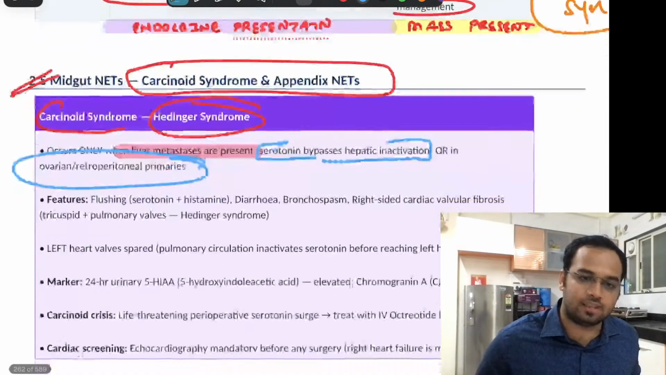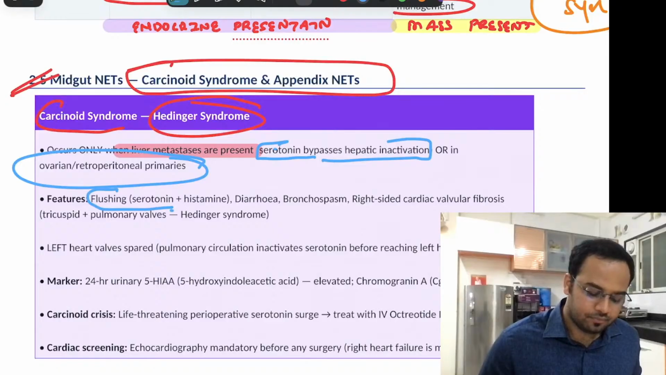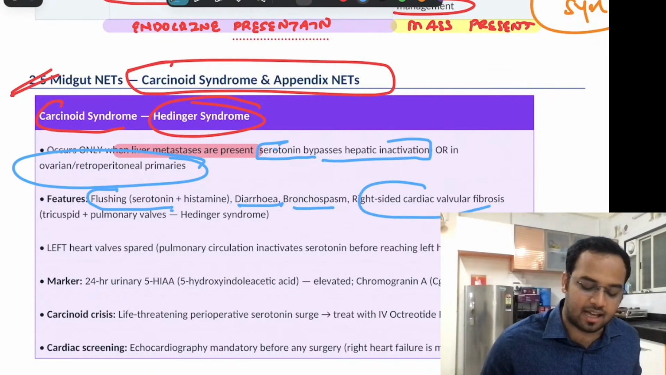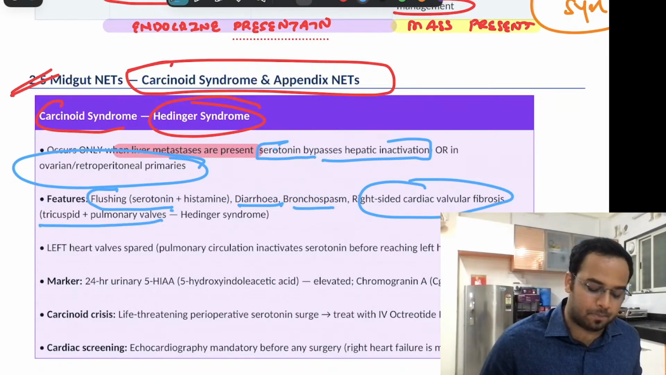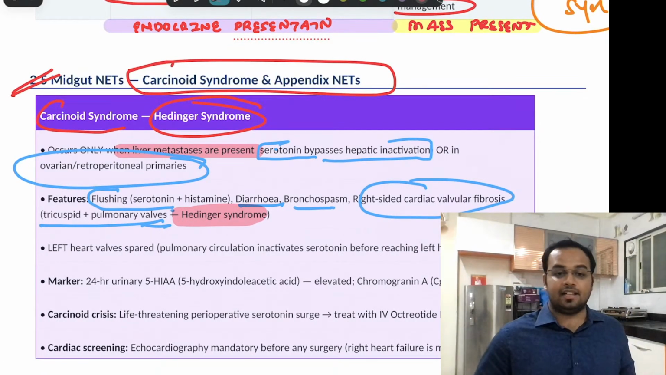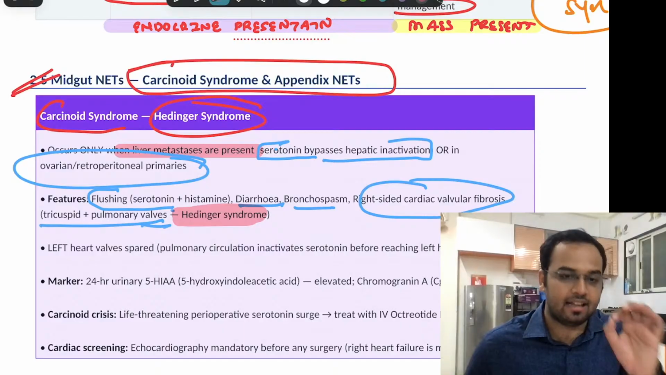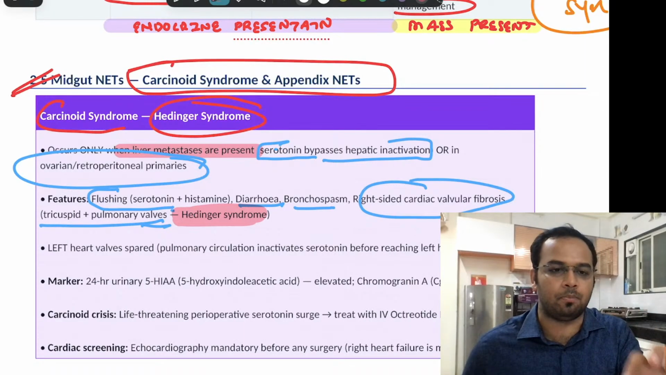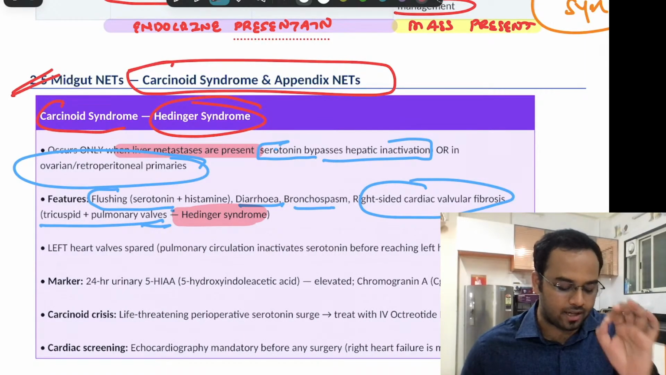क्या क्या serotonin syndrome के features है? So flushing, डायरिया, ब्रोंकोस्पाज्म, राइट साइडेड कार्डियल वाल्व फाइब्रोसिस, ट्राइक्लस्पिड प्लस पल्मोनरी वाल्व. सो ये फाइब्रोसिस ऑफ द वाल्व इज गोइंग टू बी व्हाट इज कॉल्ड एज अ हेडिंगर सिंड्रोम. So always remember a Hedinger syndrome, a pet point, a very good point for MCQ. Hedinger syndrome. So what is Hedinger syndrome?